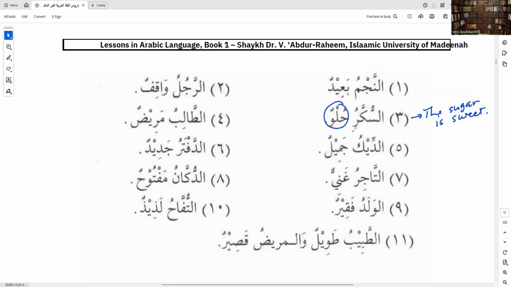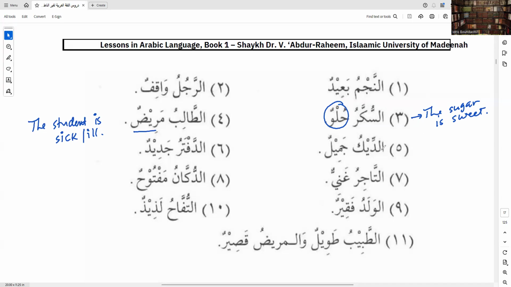is sweet. Let's look at number 4, الرابع. الطالب مريض. الطالب, we know, is a student. So here we are saying the student is sick. Some Britons will say ill. The student is sick or ill. مريض. So when you are مريض, you are sick. الطالب مريض.